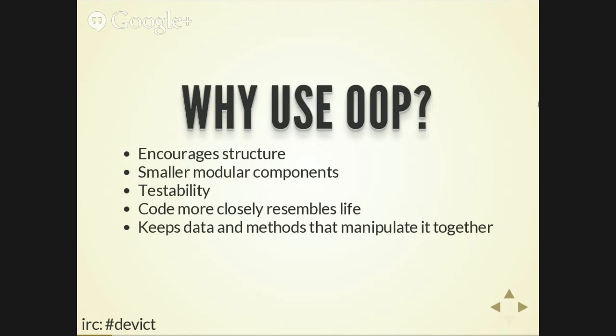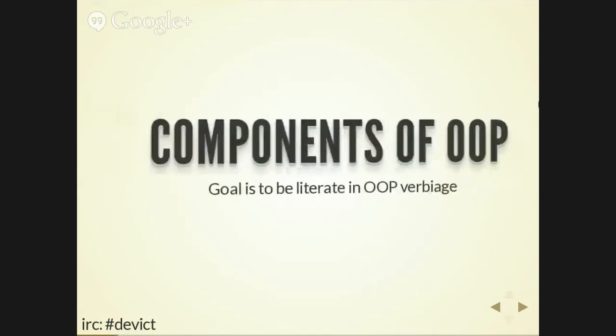One of the other benefits of OOP that people talk about a lot is how you can make the code more closely resemble life and more closely resemble the domain that you're actually programming for, the problems you're trying to solve. And then just for organizational purposes, it keeps data and the methods that manipulate it together. So you'll see about that.